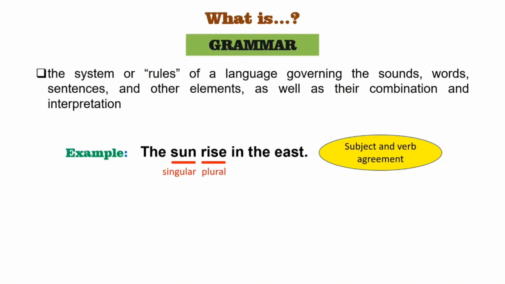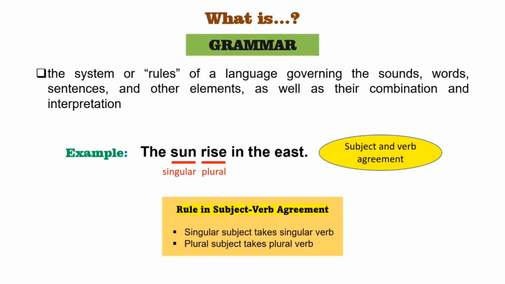Meaning, the statement does not follow the general rule in English. Singular subject takes singular verb, while plural subject takes plural verb. So, paano natin itatama ito? Right! The verb should be rises to make the sentence grammatically correct. Now, this very principle should also be applied even when writing definitions.